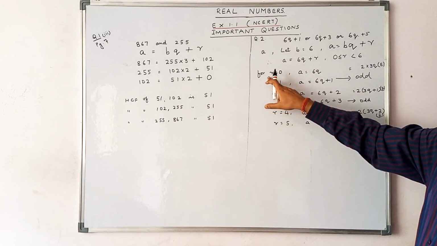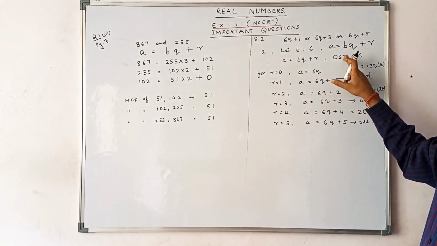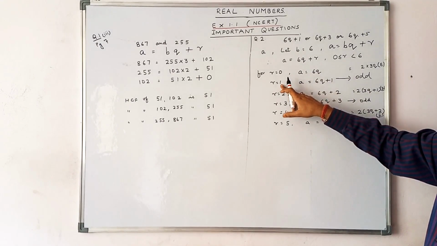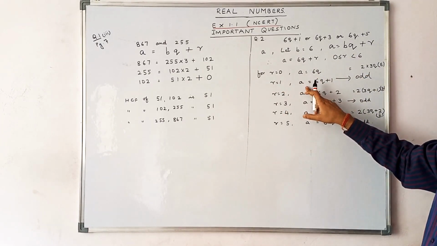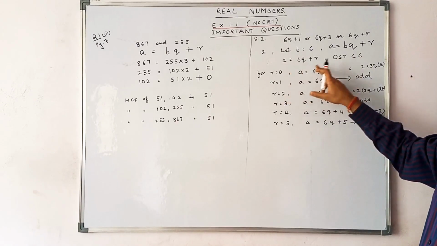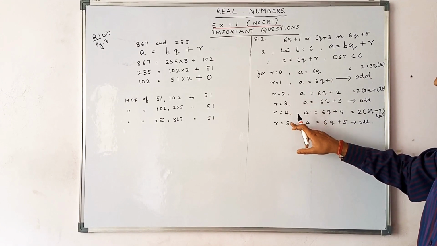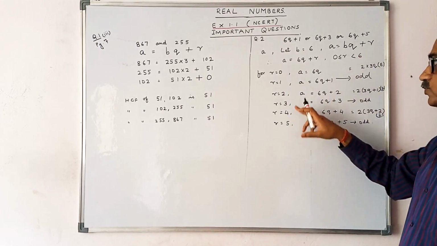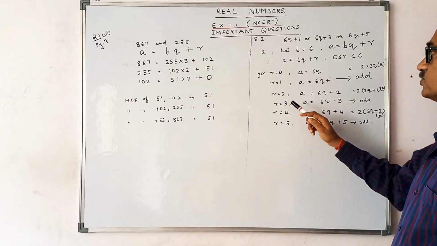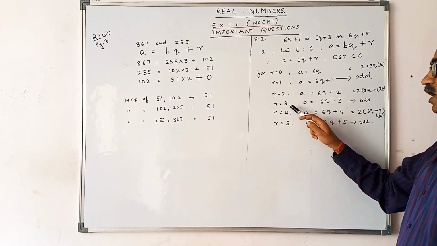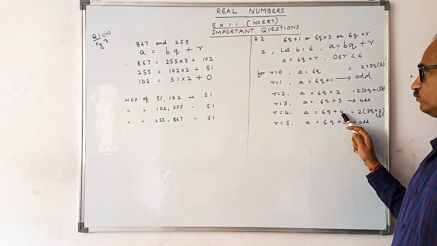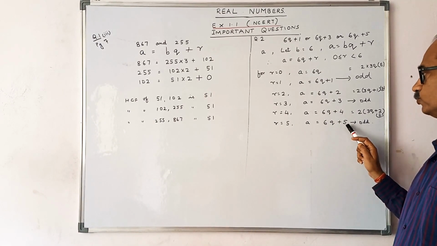Case 1, r is equal to 0. The remainder is taken as 0. a is equal to 6q. Now case 2, r can be 1, because the value is less than 6. So starting from 0, here r is 0, then 1, then 2, then 3, then 4, then 5. It can't be 6. So when you take r is equal to 1, a is equal to 6q plus 1. Similarly here r is equal to 2, a is equal to 6q plus 2. r is equal to 3, a is equal to 6q plus 3. r is equal to 4, a is equal to 6q plus 4. r is equal to 5, a is equal to 6q plus 5.